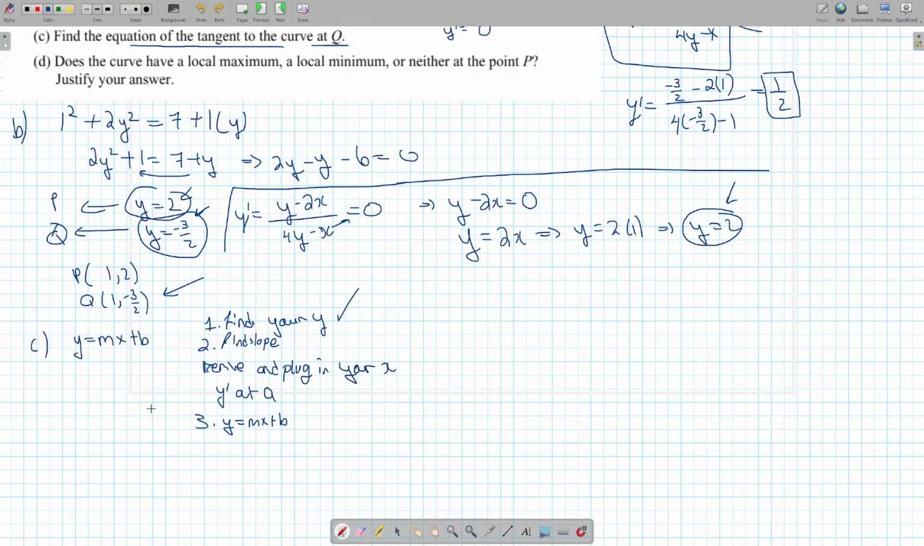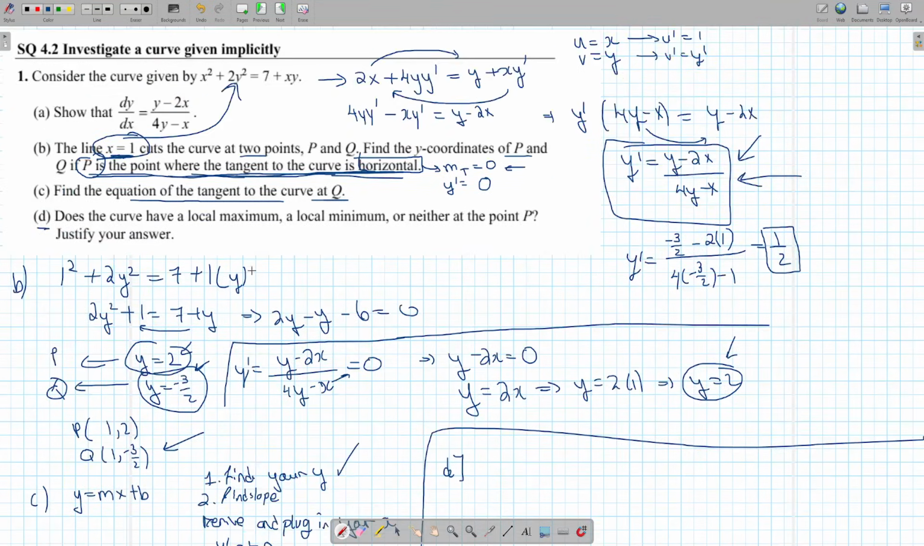Alright, cool. So now that we have our slope and we have our point, we can simply use y equals mx plus b. So y, negative 3 over 2, is equal to m, the slope, which is half, times x, which is 1, plus b, where you're going to get b is equal to negative 2. So that means our equation of the line is y is equal to half x minus 2.